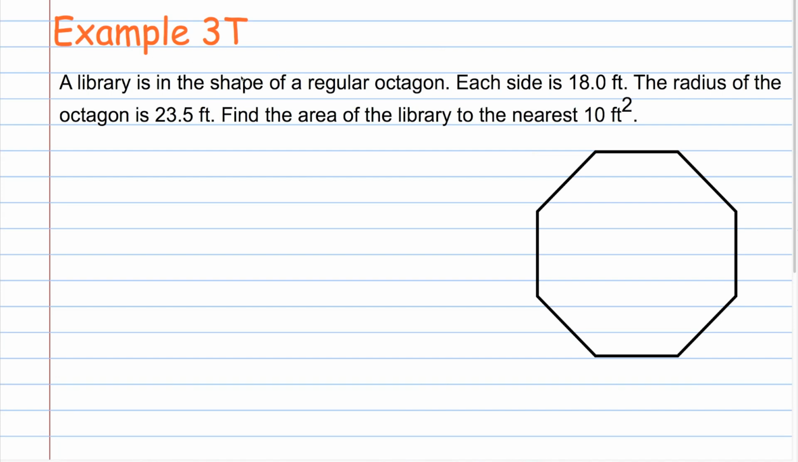Example 3t. A library is in the shape of a regular octagon. Each side is 18 feet. The radius of the octagon is 23.5 feet. Find the area of the library to the nearest 10 square feet.